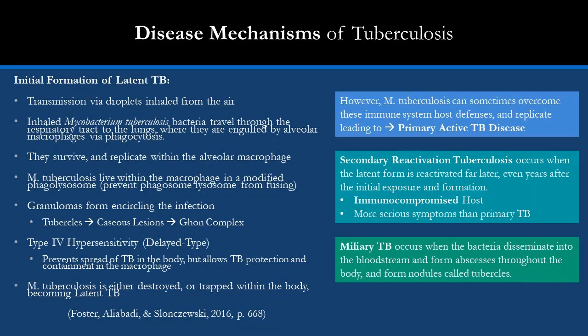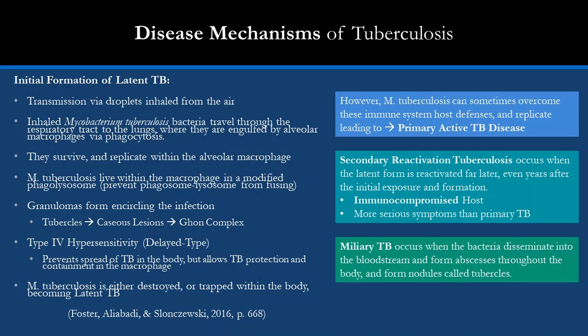Once the droplets are inhaled, the bacteria travel to the lungs, where they are engulfed by alveolar macrophages. They survive and replicate within the alveolar macrophage, living in a modified phagolysosome, as the microorganism prevents phagosome and lysosome from fusing normally. A delayed type 4 hypersensitivity reaction ensues, which prevents the spread of TB, but also gives the TB bacteria protection and containment. Granulomas form, encircling the infection. The tubercles become caseous lesions, which can then become a Ghon complex, which can be seen on an X-ray. Ultimately, the bacteria are either destroyed and cleared, or trapped within the body, becoming latent TB.